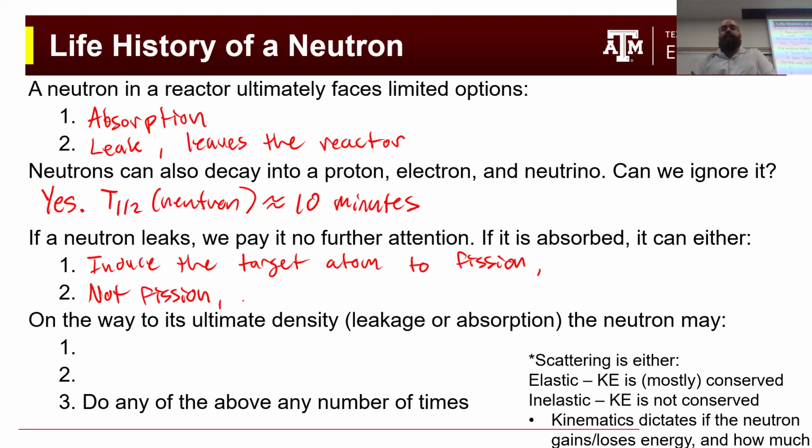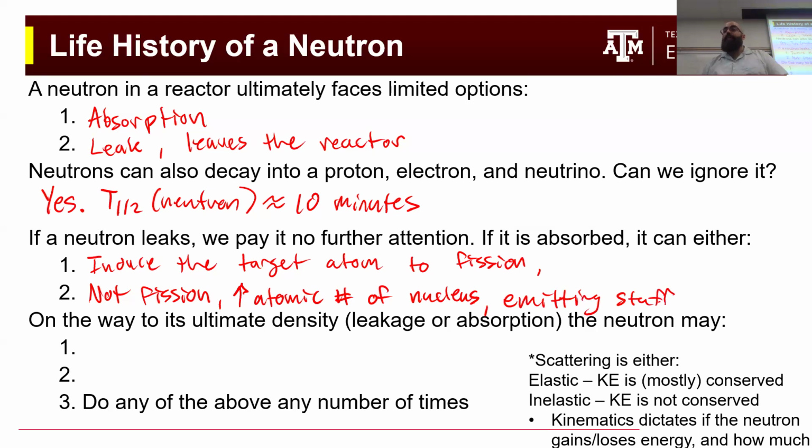But what that means is that it's going to be absorbed into that nucleus. So it's going to increase the atomic number of the nucleus. And then eventually that excited nucleus is going to emit something to get back to an energetically favored state. So they're going to end up emitting stuff like a gamma ray. And so yeah, that's basically if the absorption happens, those are the two options.